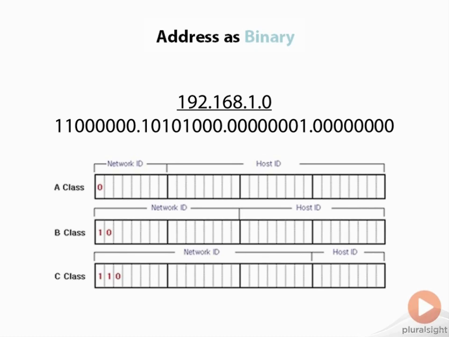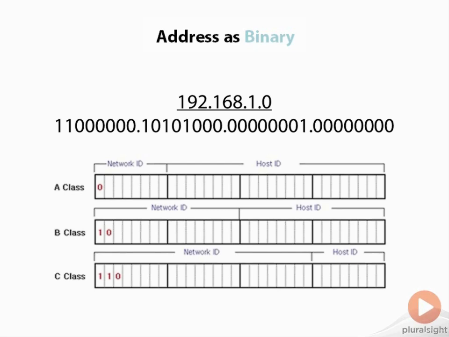This address is a class C, so the first 3 octets, or the first 24 bits, represent the network portion of the address, and the last octet, or the last 8 bits, represent the host portion. So what we are doing when we subnet is we are borrowing bits for the network from the host portion.